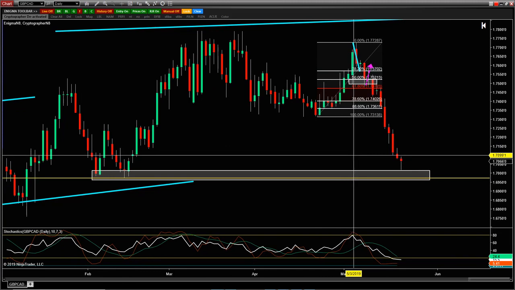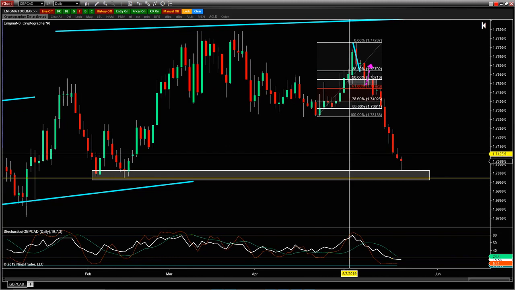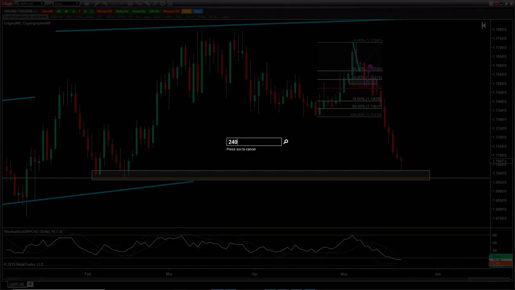All right. So what once was a potential trend continuation opportunity here on Pound Canada could now be a potential counter trend trading opportunity, looking for some type of reversal. Let's go down to the 4 hour chart.